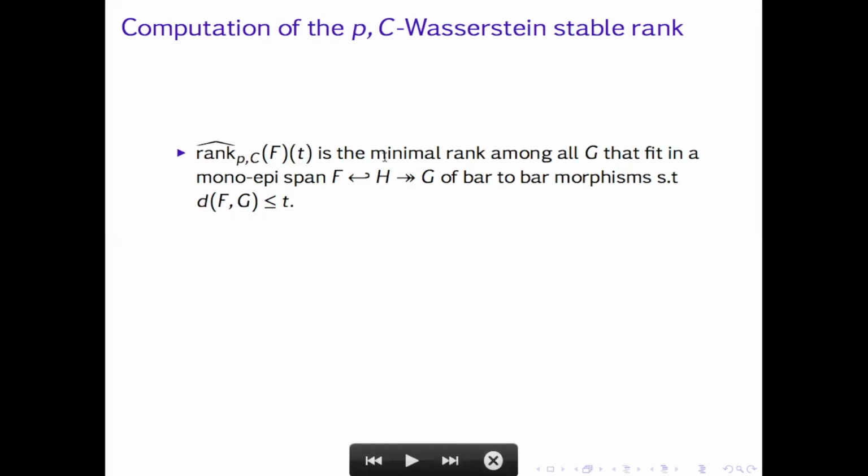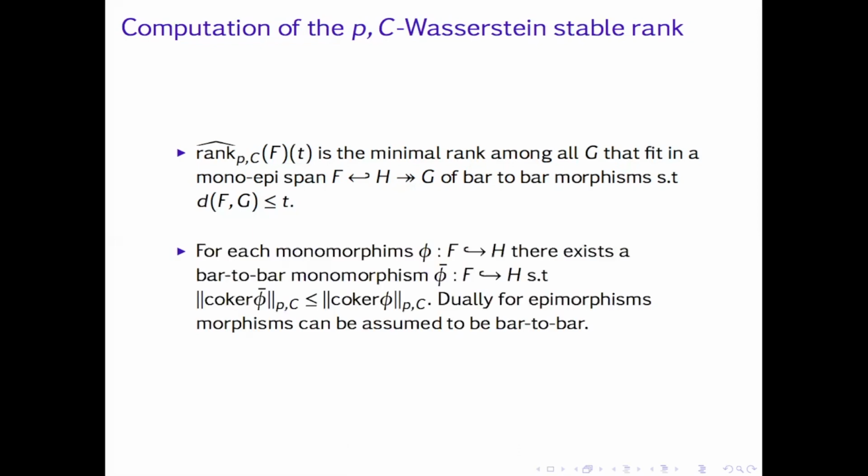So we found that, as I said, to find the distances, we have to find a witness h between f and g. And in this case of finding the stable rank, we were able to prove that the stable rank is the minimum rank among all g that fit into a mono epispan of this type, and g is in the neighborhood of f at distance t. So in particular, what we were able to do is to reduce to mono epispans. Instead of looking at all g that are at distance t, we could just restrict to all g that were linked to f via mono epispan. This was the first step.